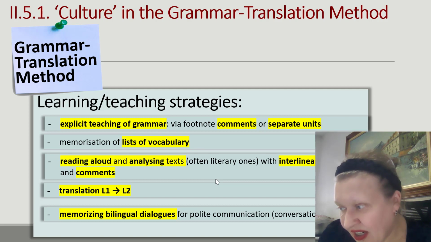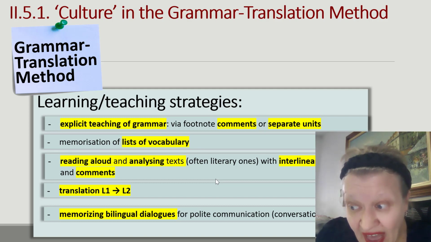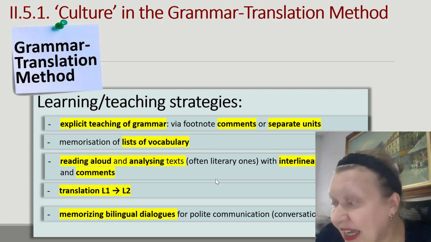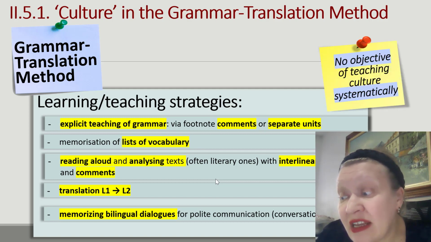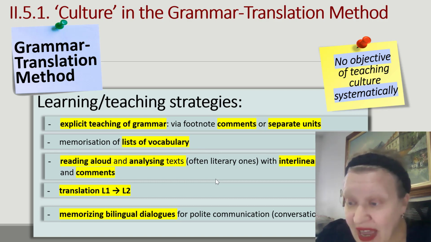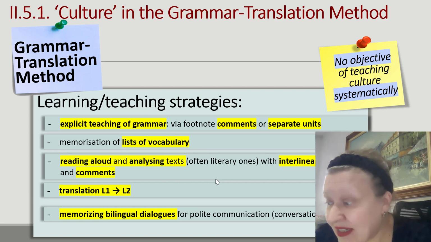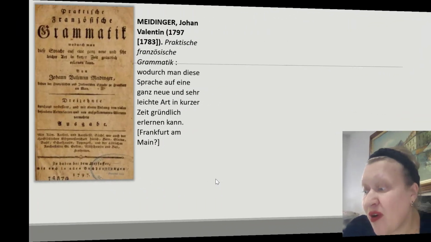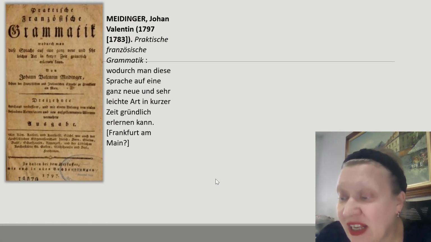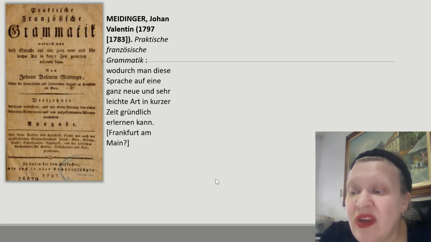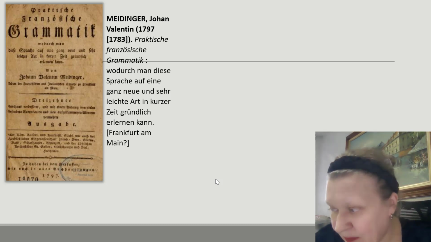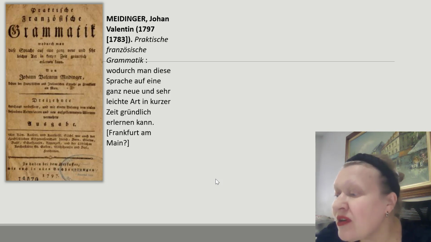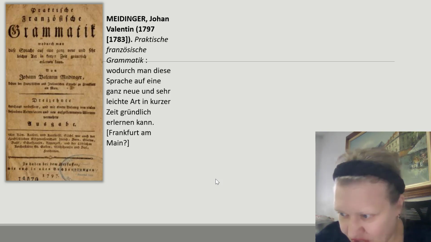How is the culture integrated into the grammar translation method? As we can see, teaching second culture per se is not central to the grammar translation method. Many textbooks in the 18th and 19th centuries contain very little or no culture-related components, like, for example, the famous Praktische Französische Grammatik by Johann Valentin Meidinger, published in Germany in 1783. This textbook ran to some 38 editions and spawned many imitations.